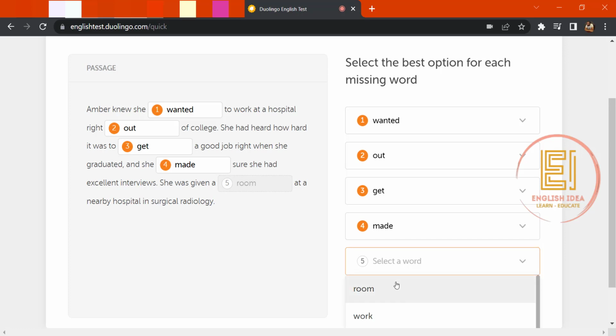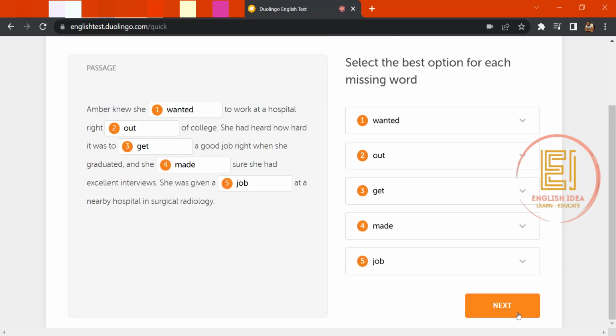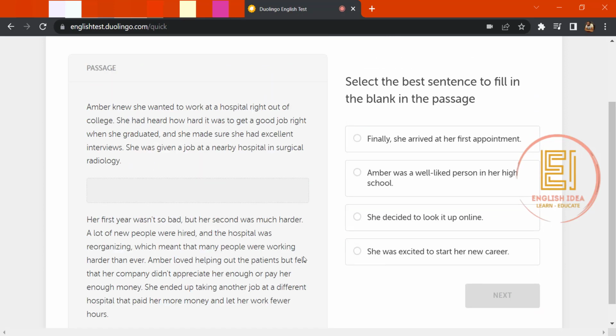And don't forget, this is just an English proficiency exam, so don't worry. Keep calm and be confident.